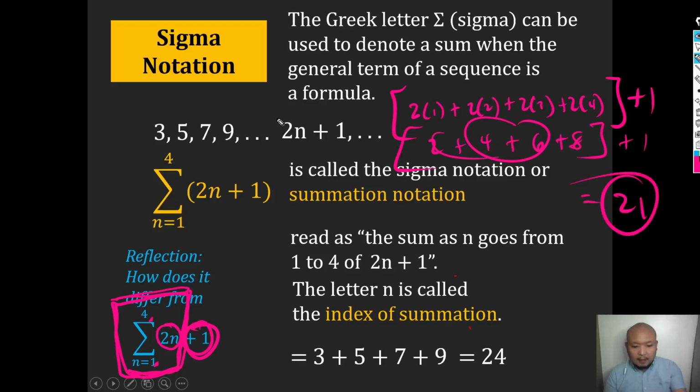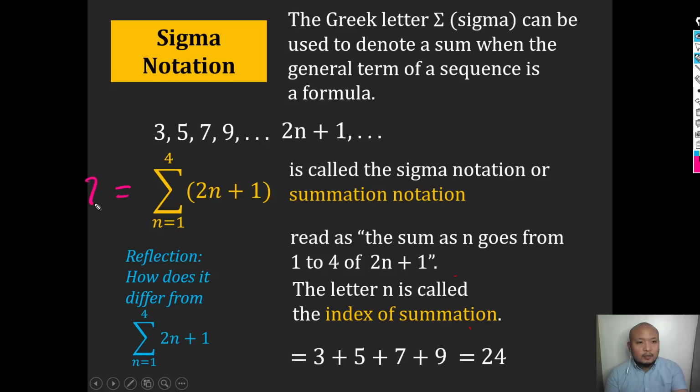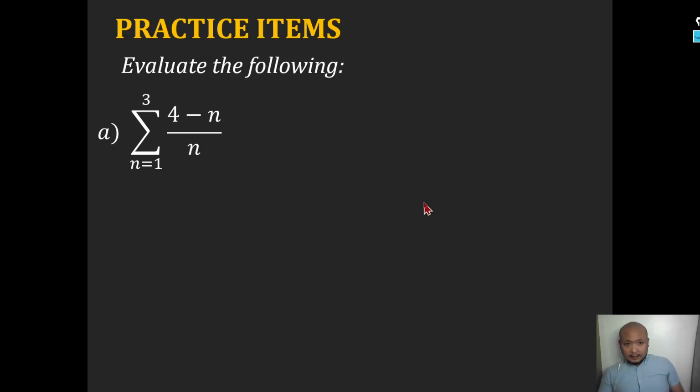So, tingnan iba. Ito, ang sagot natin kanina, 24. Dito, ang sagot natin ngayon, 21. So, iba yun. It makes all the difference pag may grouping symbol or wala. Okay? So, be careful with the reading and writing of summation notation. So, practice. Pause muna ngayon and then try to solve it yourself.